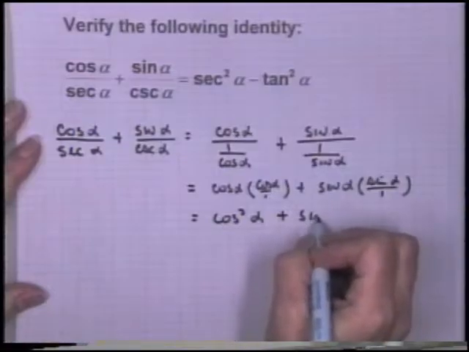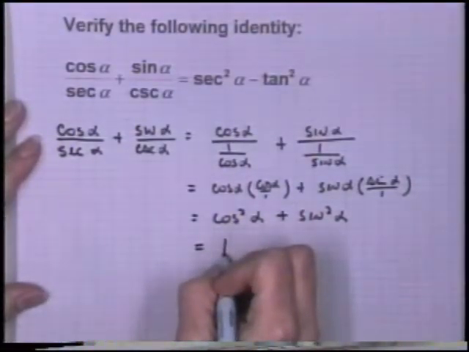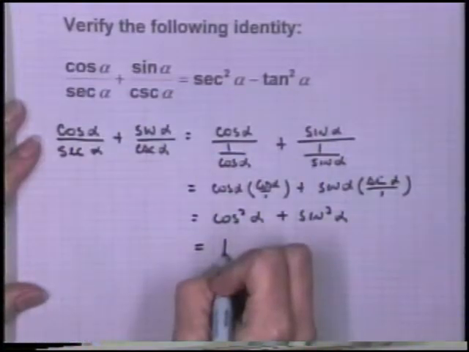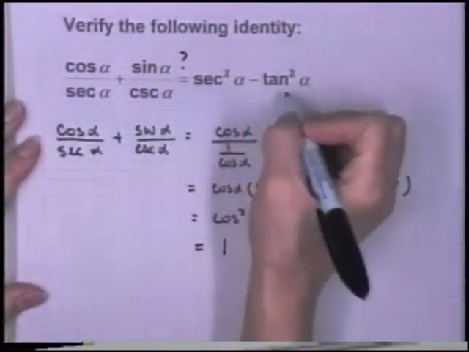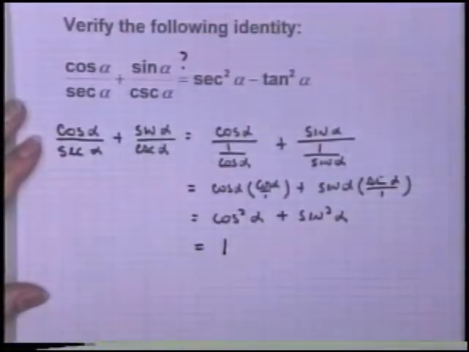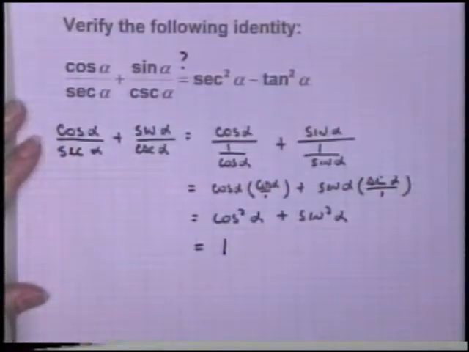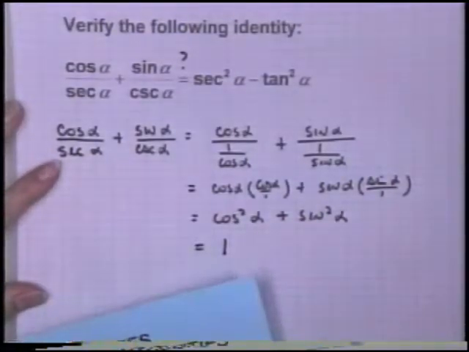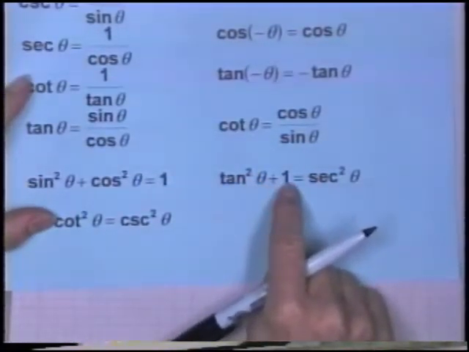So I have cosine squared alpha plus sine squared alpha, and that equals 1. Well, at least I've simplified this side. I still don't know if it's equal to this side, but I have gotten it down to 1. Look at this thing right here. Seems like I remember an identity, secant squared and tangent squared. Let's go back to that fundamental identity sheet for just a second.